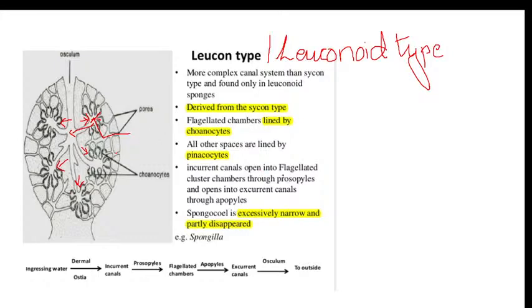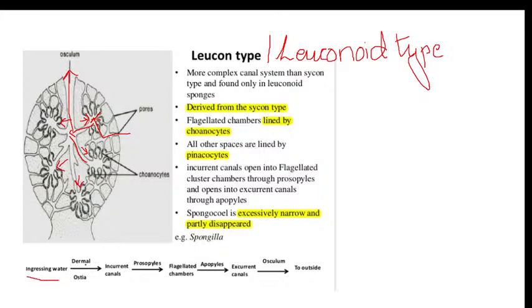The incurrent canals open into the flagellated chambers through the prosopyles. From the incurrent canal, through the prosopyles, it reaches the chambers where choanocytes are found. Then it opens to the excurrent canals through the apopyles. Through the apopyles it comes back to the spongocoel, and from the spongocoel the water moves out through the osculum. An example is Spongilla. And this is the water current movement.